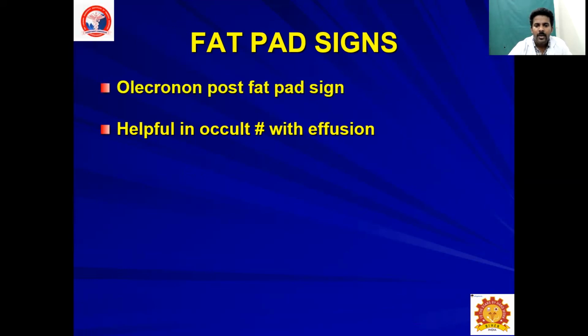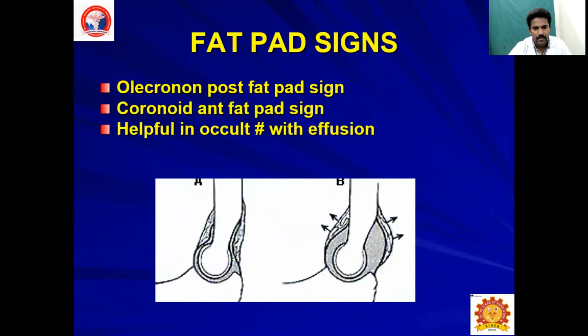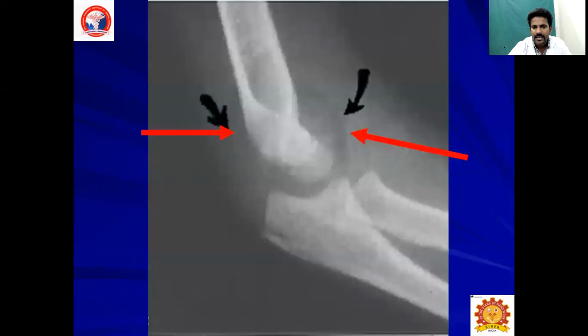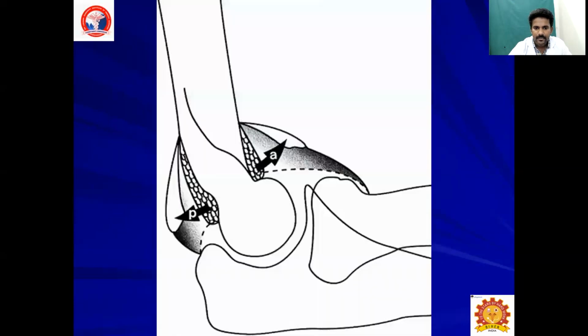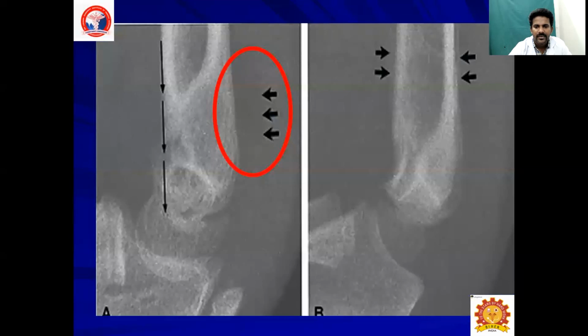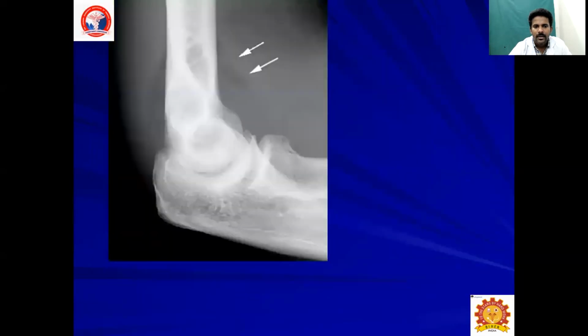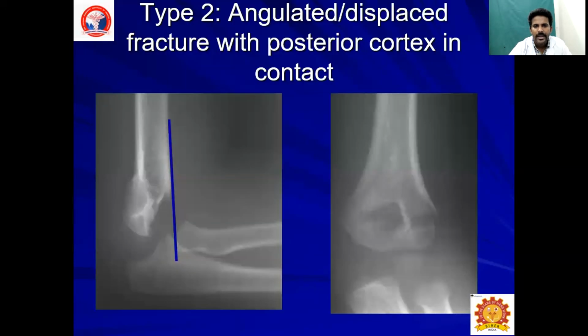The oblique posterior fat pad sign is very important. The coronoid anterior fat pad sign is also important, which tells how far the force of injury went. You can see the anterior and posterior fat pad signs. These are some of the clinical images.